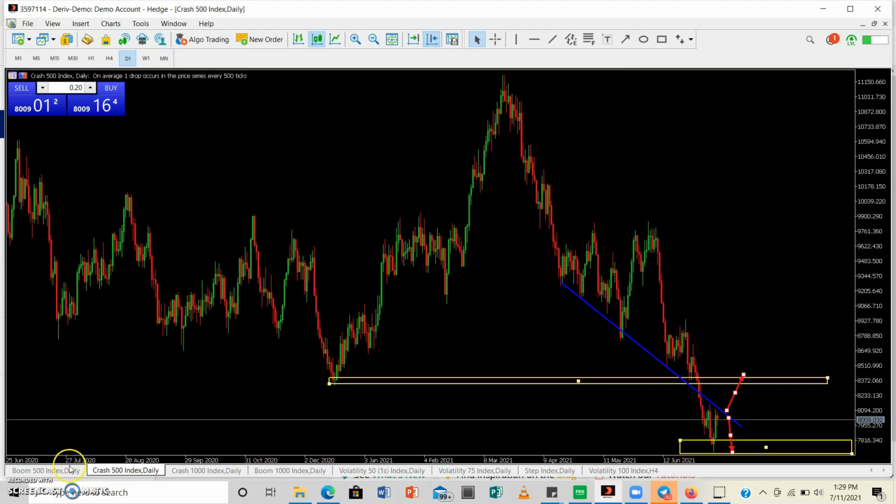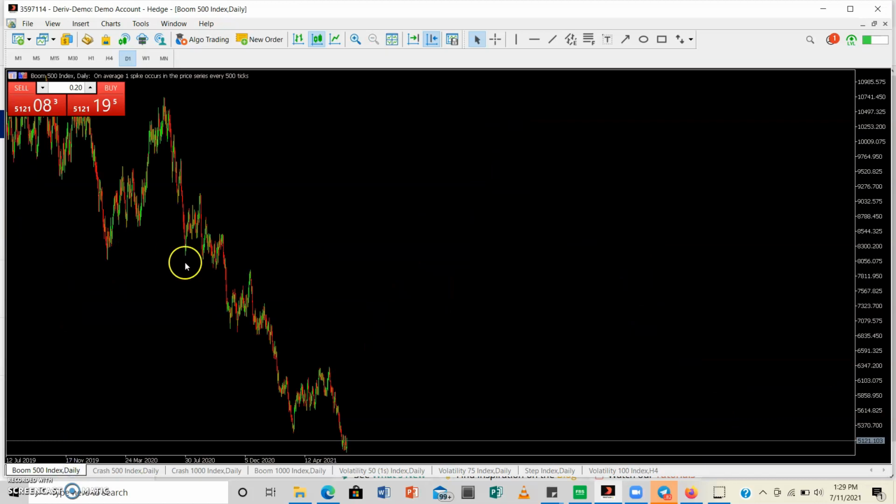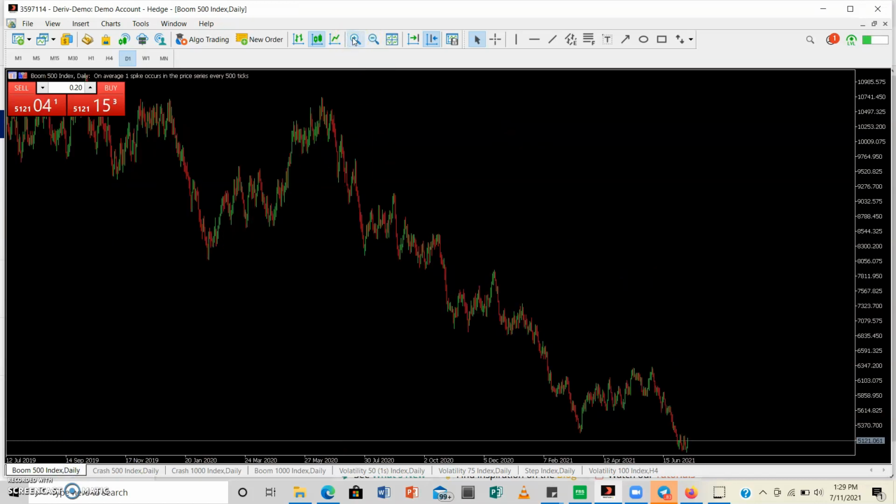And then lastly, we're going to take a look at Boom 500 again, still in the daily time frame. Going to highlight some key positions. Oh, sorry, we had this nice consolidation zone. Price did break out of that consolidation zone and started pushing downwards, right?